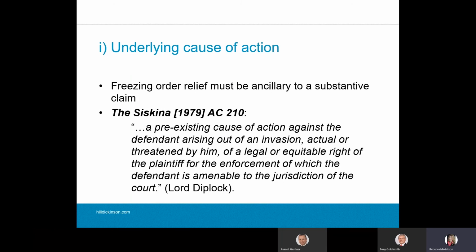So the first requirement, the underlying cause of action. The freezing order must be ancillary to a substantive claim which is subject to the jurisdiction of the English court, which the applicant must demonstrate. And I've put up there a quote from Lord Diplock in the Siskina case. So there must be a pre-existing cause of action against the defendant arising out of an invasion, actual or threatened by him, of a legal or equitable right of the plaintiff, for the enforcement of which the defendant is amenable to the jurisdiction of the court.